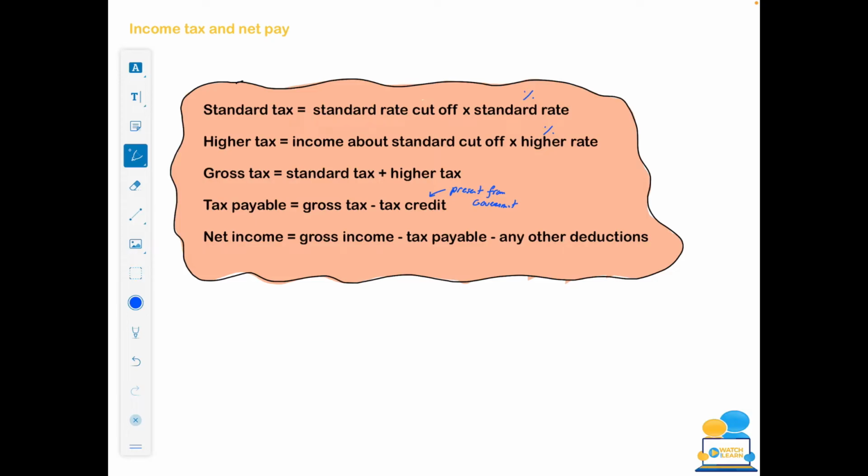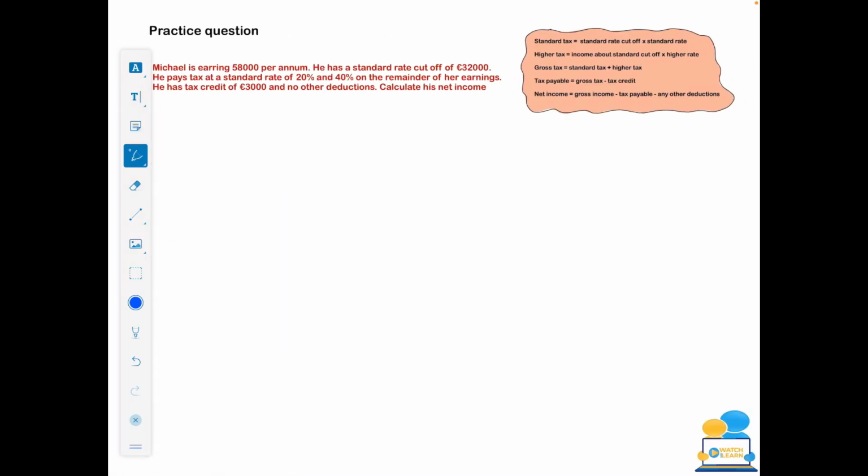Okay, so tax credit is a good thing, okay? The government, or revenue, basically tells you, okay, you're supposed to be paying the original number there, your gross tax, but actually we're going to take a little bit off of that. So make sure that's a minus sign. That's probably one of the most common mistakes here. And then your net income is your gross income minus the tax you have to pay and any other deductions. So sometimes there might be pension deductions, union deductions, etc. Okay. So we're going to do a question and then that should all become clear.